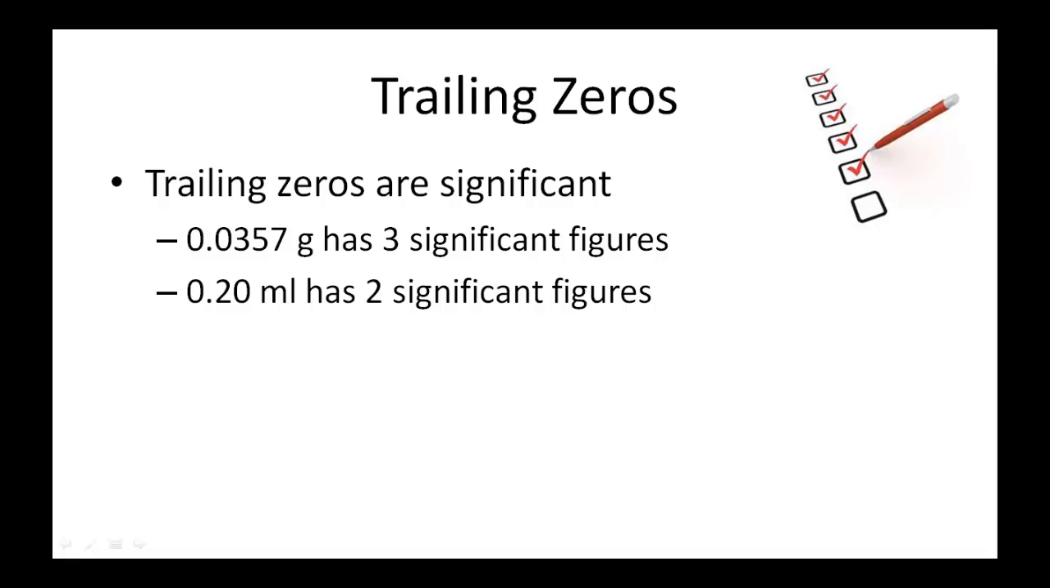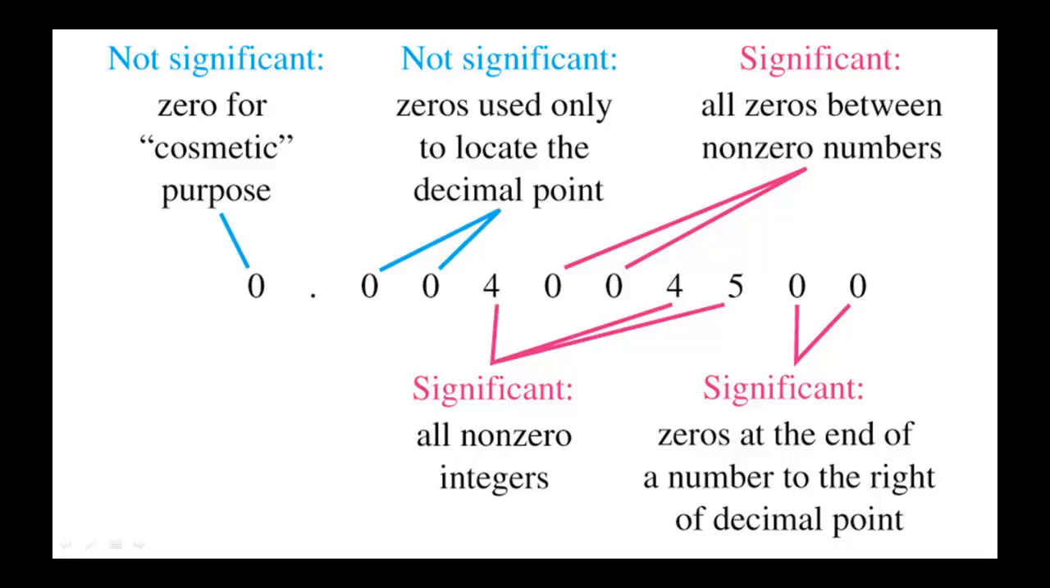Trailing zeros are significant. 0.20 milliliters has 2 significant figures. If I'm going to take the time to write the 0 after the number, then you're going to assume that I measured it. Here's an example. Pause if you want to see this some more.